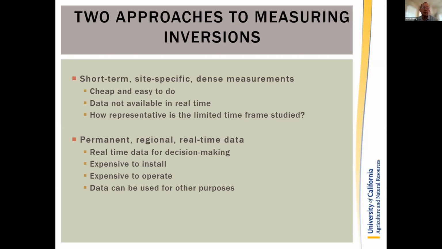So the other option is more of a permanent type measurement with a tower over a broader region with real-time data. Everybody likes to have this real-time data. The problem is it's much more expensive to install this equipment, much more expensive to operate. But the other advantage is we can use the data for other things. Basically, we're talking about a weather station with a tower attached to it. So there's other benefits from having that system in place.